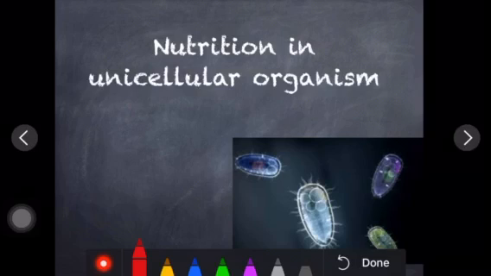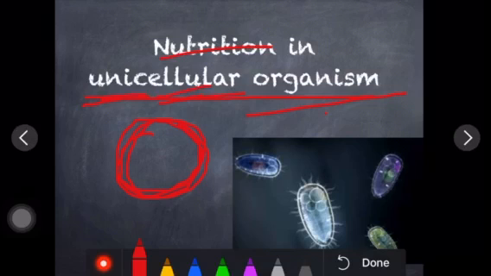So first we'll talk about nutrition in unicellular organisms. Unicellular means single cell, their body is made up of one cell. So a one-cell organism is called a unicellular organism. Many examples are there, such as amoeba, protozoa, paramecium, and bacteria. Those made up of one cell are considered unicellular organisms.